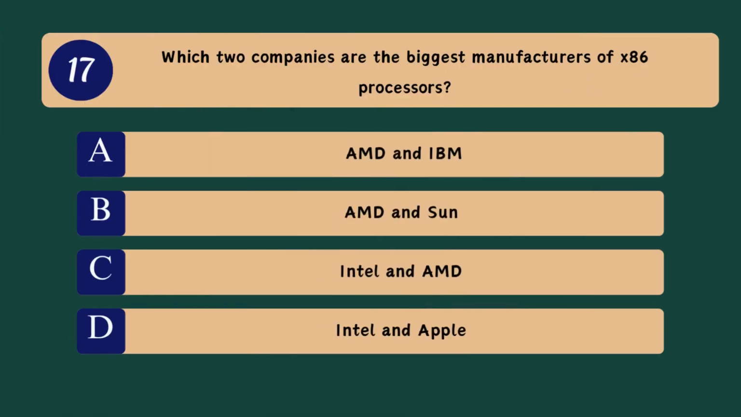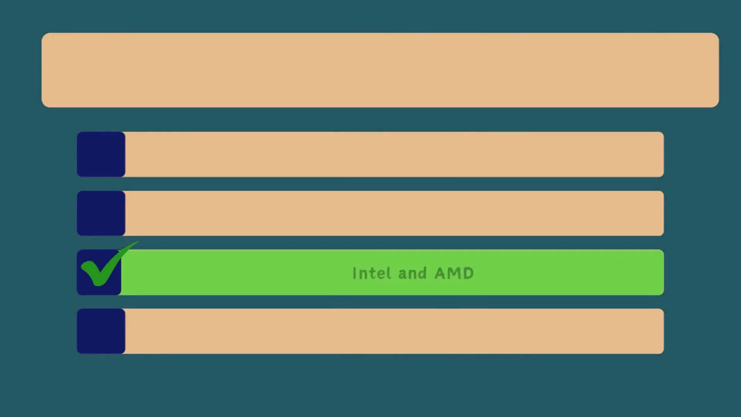Question 17. Which two companies are the biggest manufacturers of x86 processors? A. AMD and IBM. B. AMD and Sun. C. Intel and AMD. D. Intel and Apple. Correct answer. C. Intel and AMD.